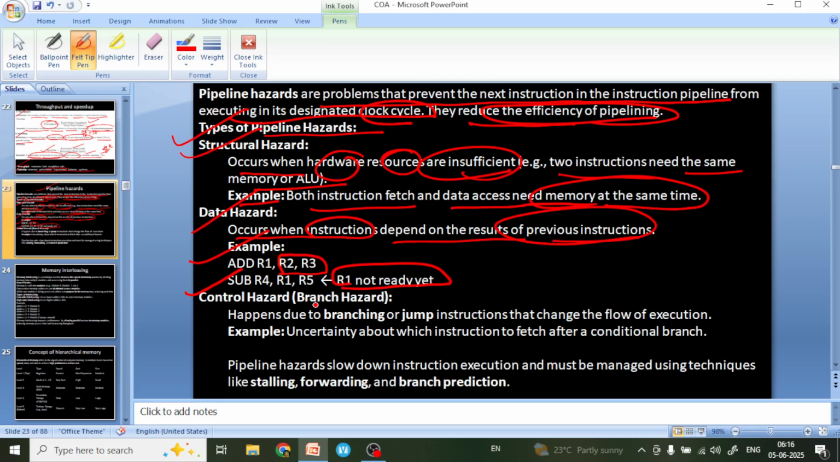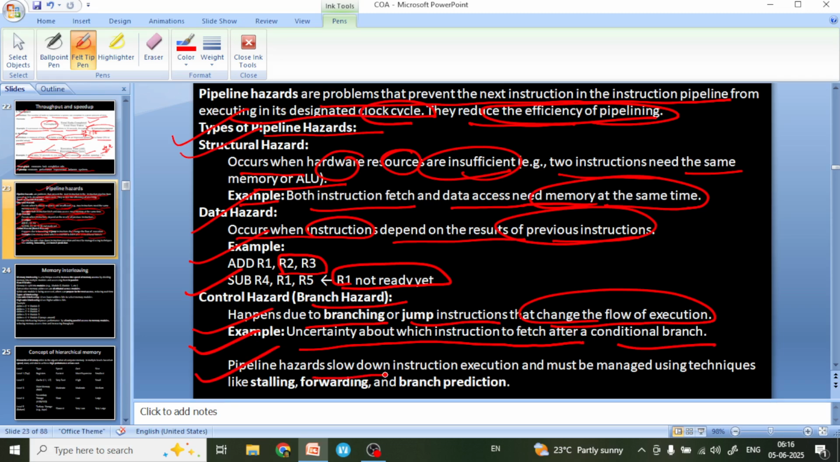Control hazard means branch hazard. It happens due to branching or jump instructions which change the flow of execution, like goto, break, and continue, some jumping statements. For example, uncertainty about which instruction to fetch after a conditional branch. Pipeline hazards slow down the instruction execution.